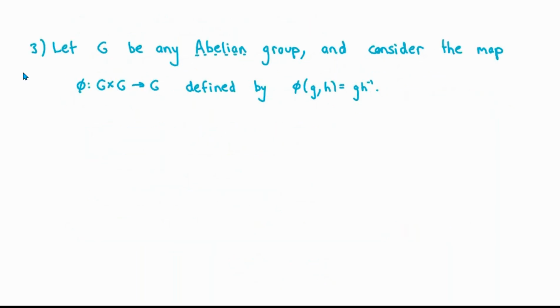For our final example, let's let G be any abelian group and let's consider the map phi from the direct product G cross G to G, defined by the rule that phi of (g, h) is equal to g times h inverse. Well, first of all, I'd like to prove that this map phi is a homomorphism, and as you're going to see, it's crucial in this proof that G is an abelian group.